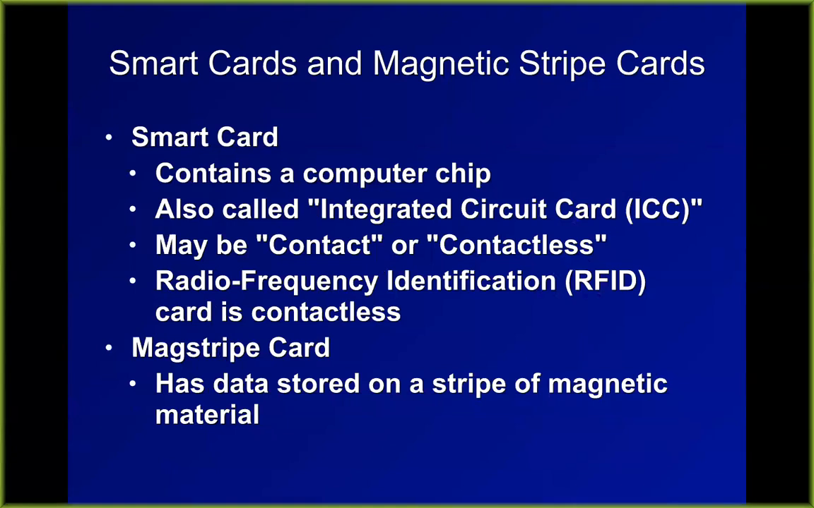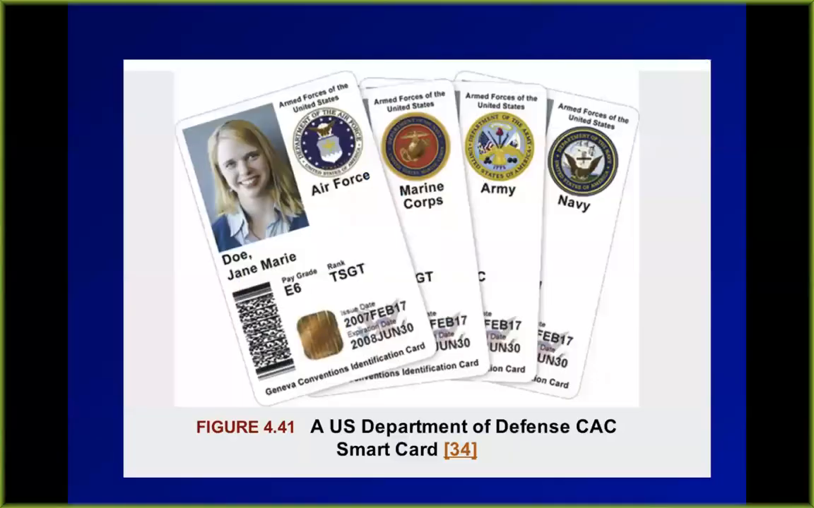Magstripe cards have data stored on one stripe of magnetic material, but it's really much less secure because usually it never changes. It's really just a fixed quantity. Here's the Department of Defense CAC smart cards that everybody has to have, the common access card, and American credit cards have a similar chip in them now.